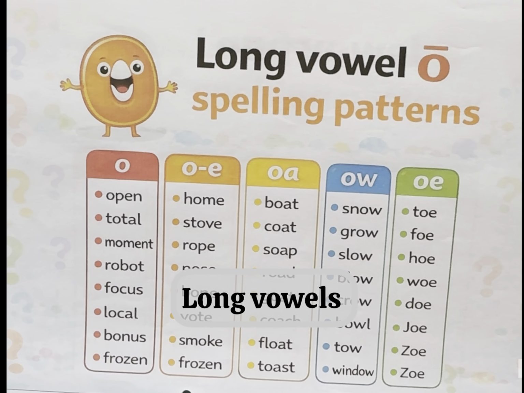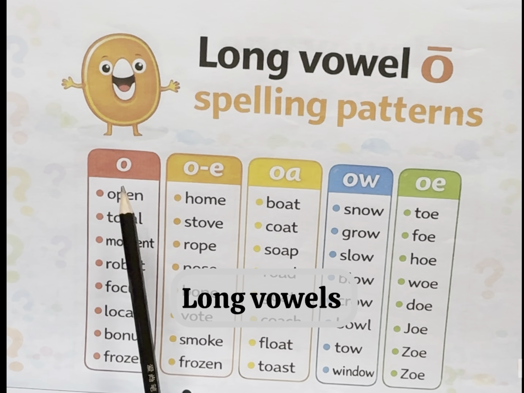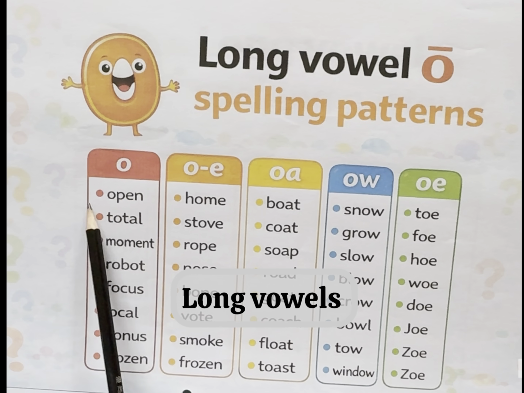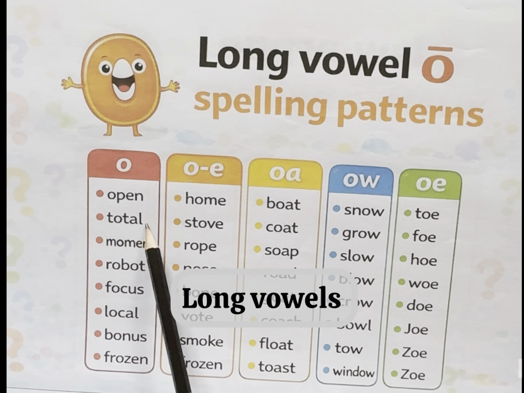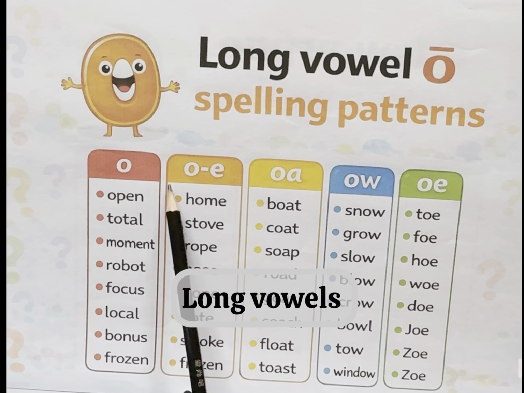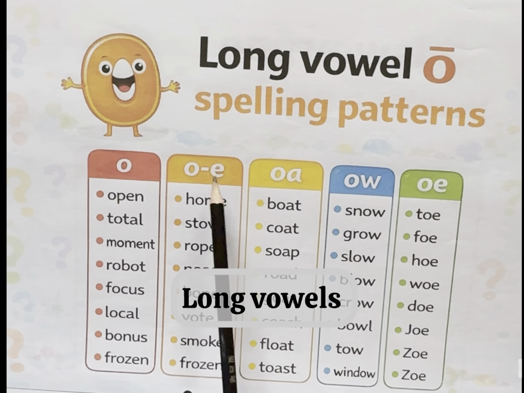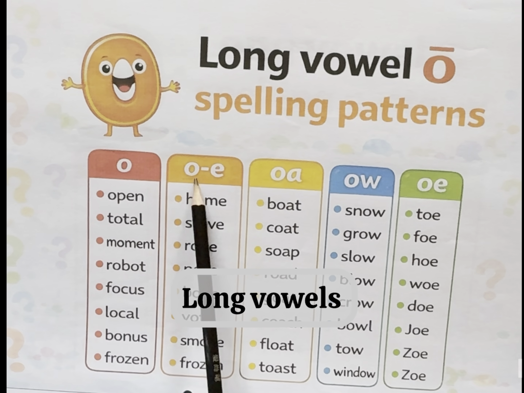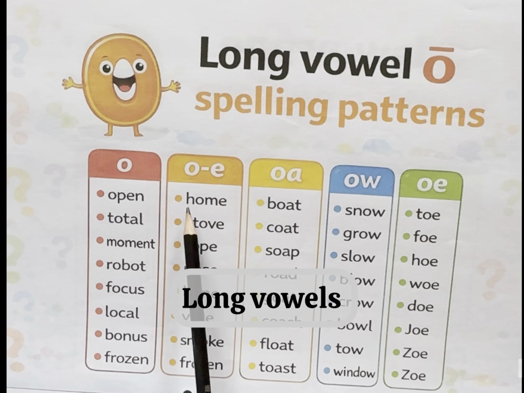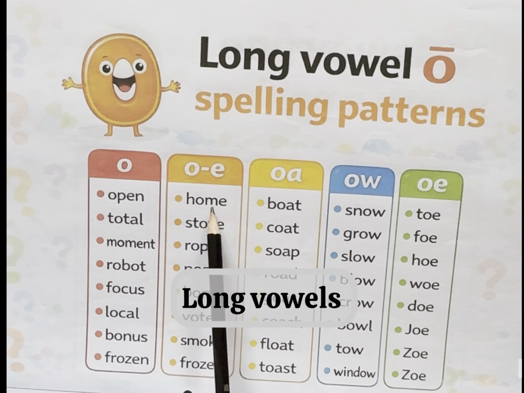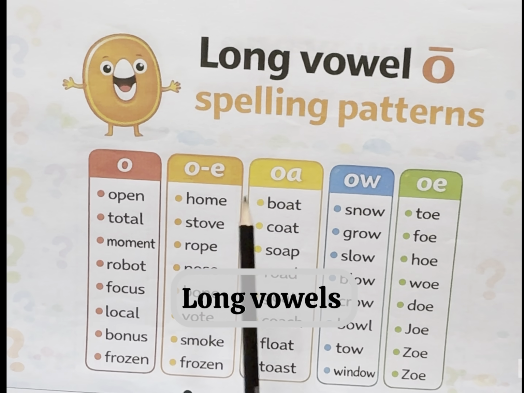Now let's learn long vowel O with different spelling patterns. Long vowel O as in open, total. This is a split digraph. If a word ends with a vowel, consonant and a silent E, then we will read the vowel as the long vowel sound, as in H, O, M, E, home.